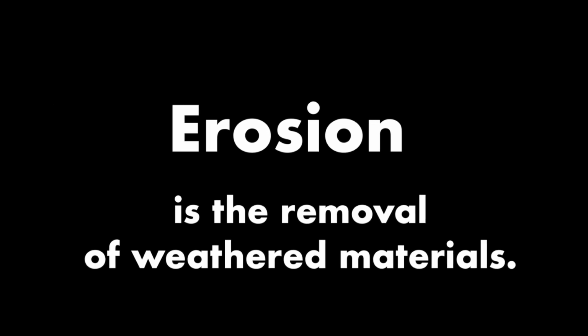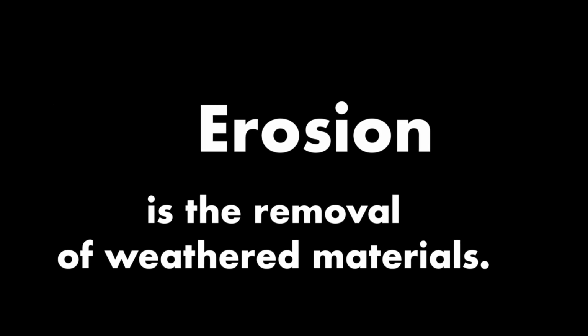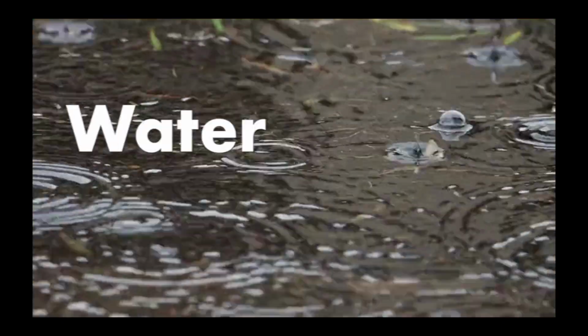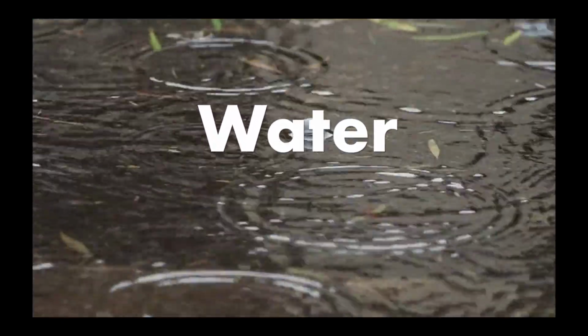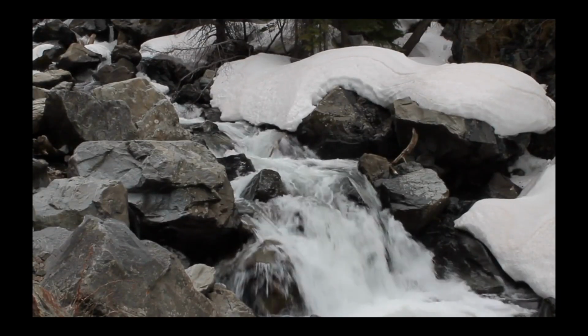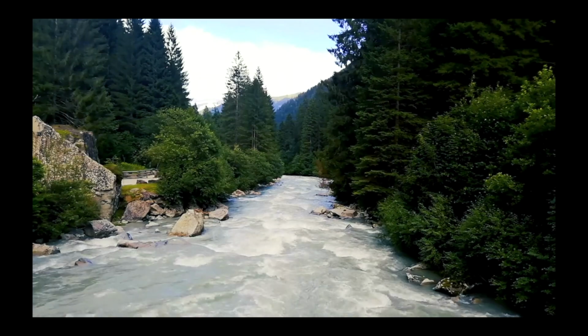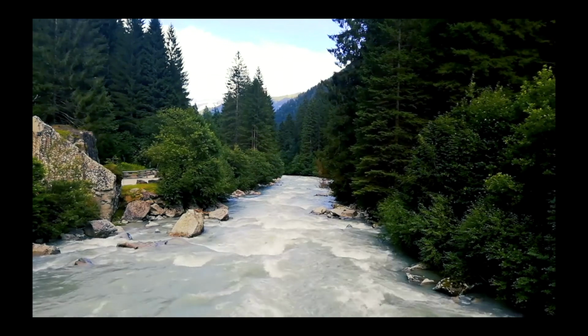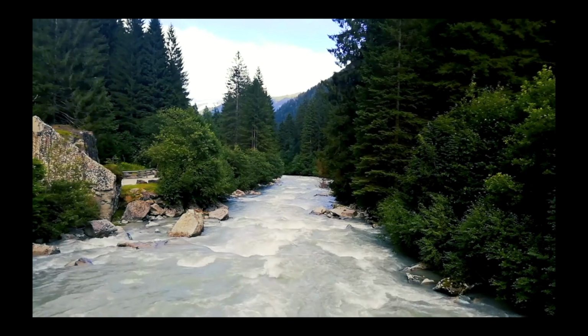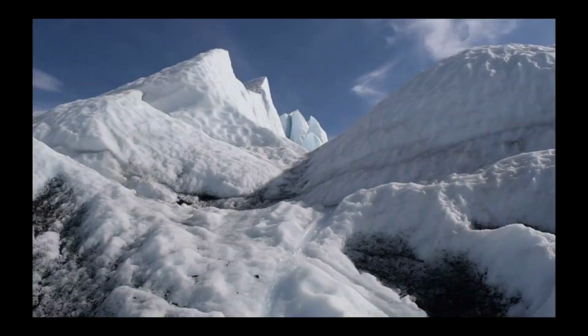Erosion is the removal of weathered material. The four main forces of erosion are water, ice, gravity, and wind. When it rains, the force of gravity pulls water down across the earth. The traveling water is called runoff. Water carries away loose sediment. The faster the water moves, the heavier the particles it can transport to create erosion.